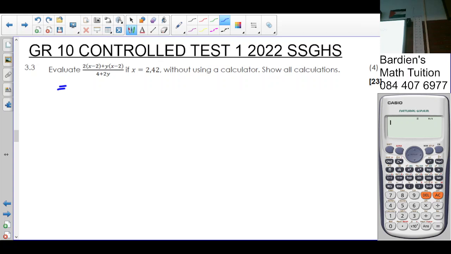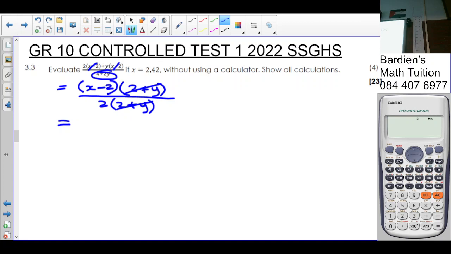Okay, so it's going to be x minus 2, which is common, into, if I take that out, I'm left with 2 plus y, over, what is common at the bottom? 2. I'm then left with 2 plus 1. So what happens now? It cancels. Did you see that? So in other words, you've got x minus 2 over 2.